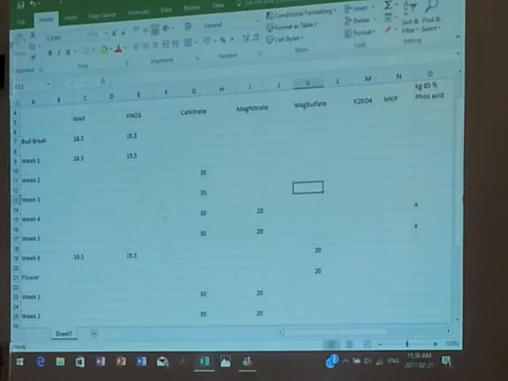And only changing one parameter, that is the level of nitrogen we give.